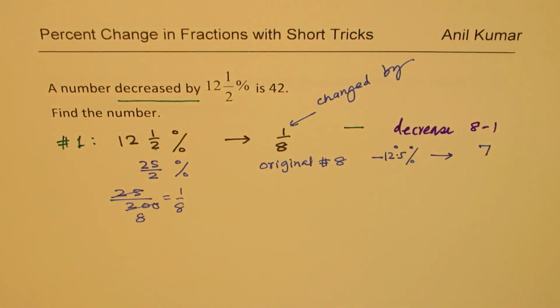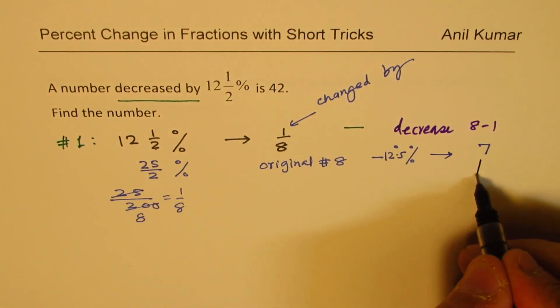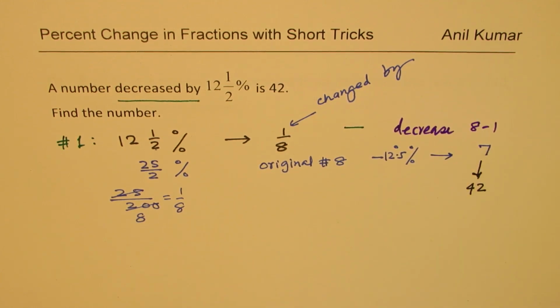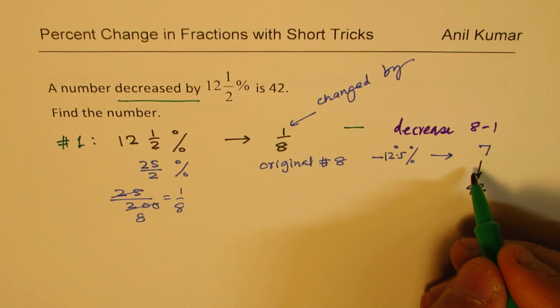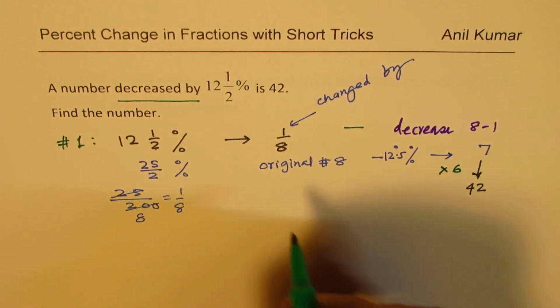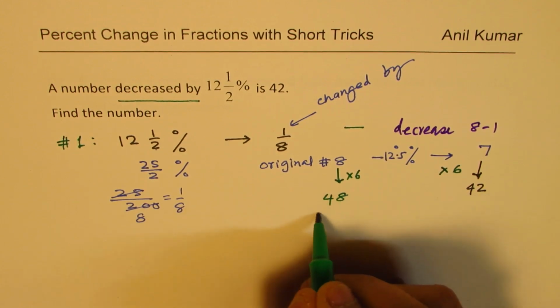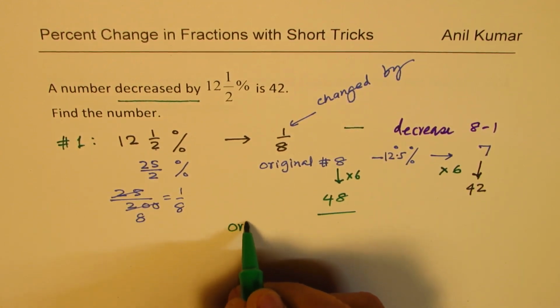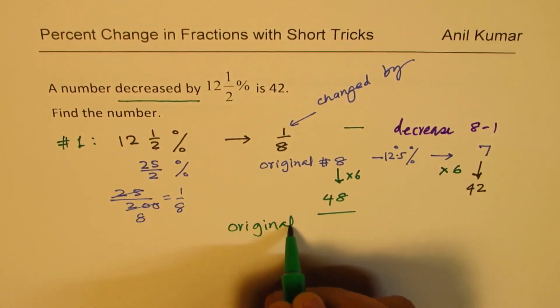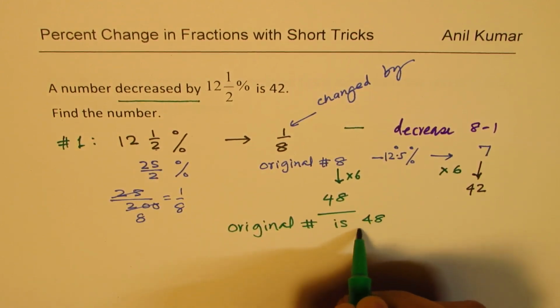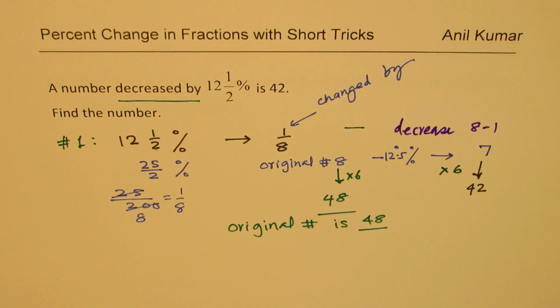Now the question says that this number actually becomes 42. Now how do you get 42 from 7? You have to multiply this by 6. So you multiply this also by 6 and you get 48. So we get our answer that the original number is 48. See how easy the calculation is.